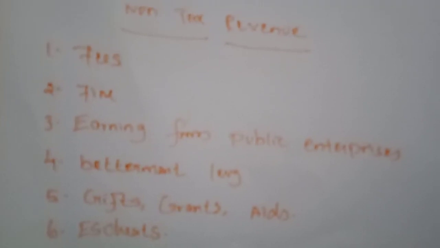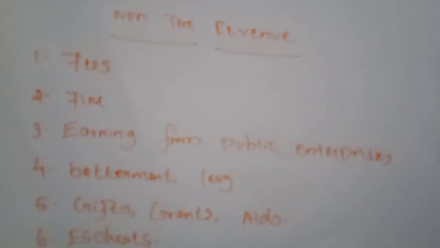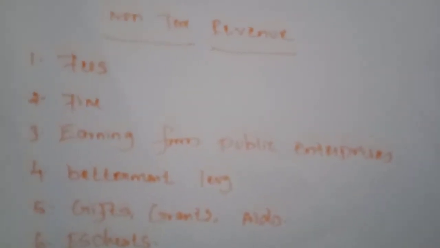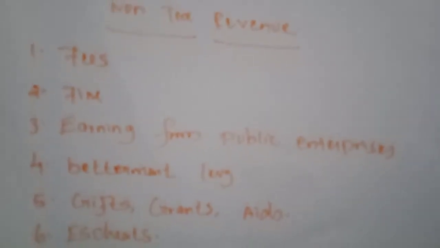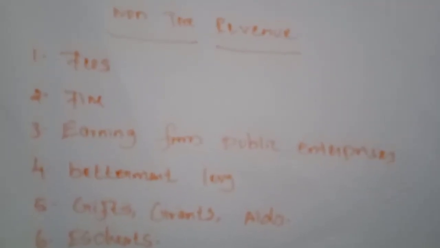Next, gifts, grants, and aids. A grant from one government to another is an important source of revenue in modern days. The government at the center provides grants to state governments, and the state governments provide grants to the local governments to carry out their functions. Normally, state governments depend upon the central government, and the local bodies also expect grants from the state government to carry out their functions, for example, for road, water, and electricity facilities.